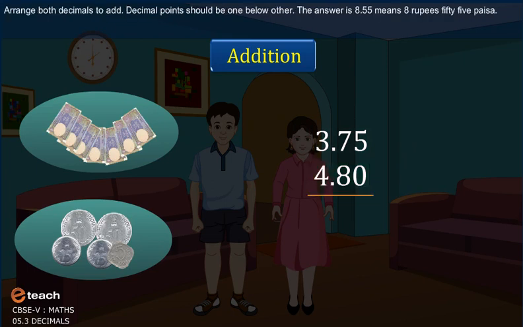Arrange both decimals for addition. Decimal points should be one below the other. The answer is 8.55, which means 8 rupees and 55 paisa.